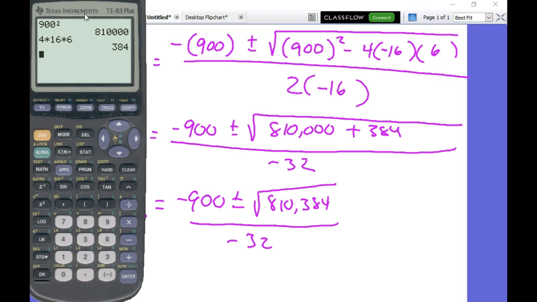So let's do the square root of 810,384. And we're going to have to round it. It's not going to be a perfect answer. So it says 900. Let's go ahead and go out to at least the third decimal place. So 900.213.